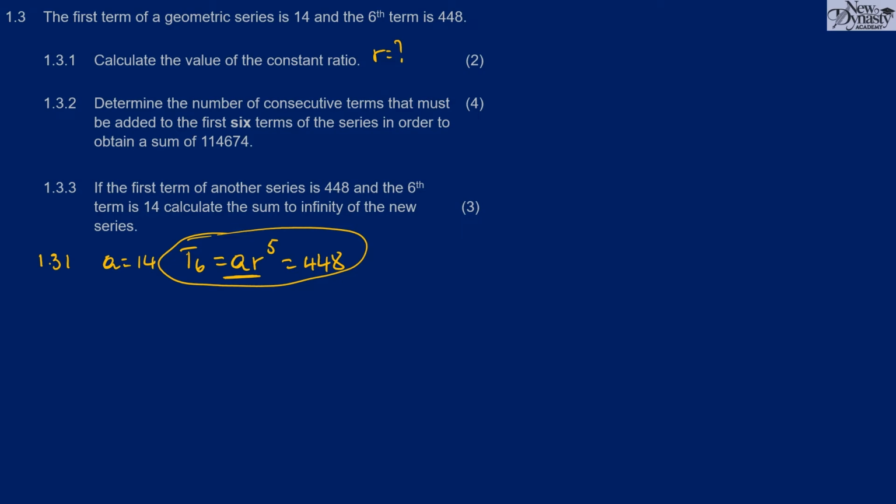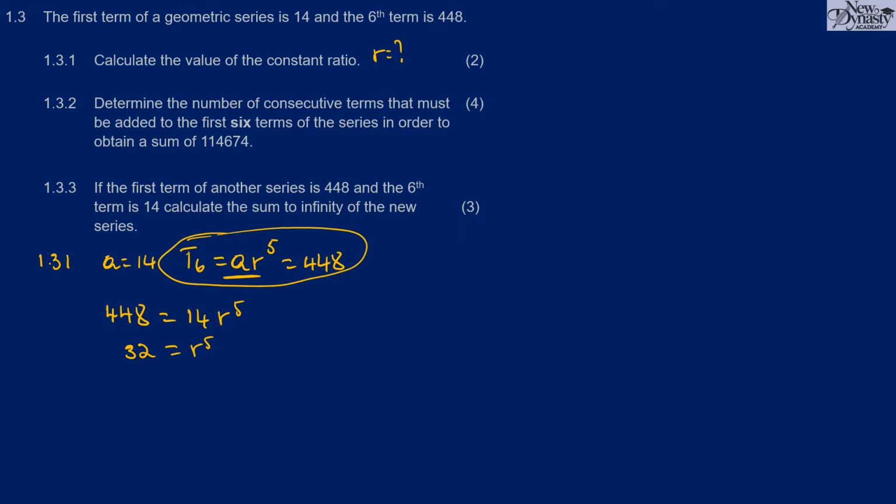So we're going to say t6, which is 448, because it is given there as 448, equals ar to the exponent 5, but our a is 14. We are substituting here: a is 14, then r to the exponent 5. Then the next thing is to isolate r to the exponent 5 by dividing by 14 on both sides. The 14s on the right hand side cancel out, and you'll be left with r to the exponent 5. Then on the left hand side, 448 divided by 14 gives you 32.